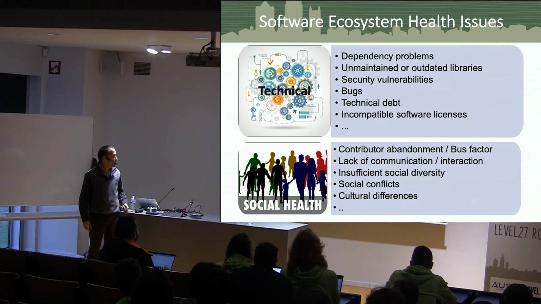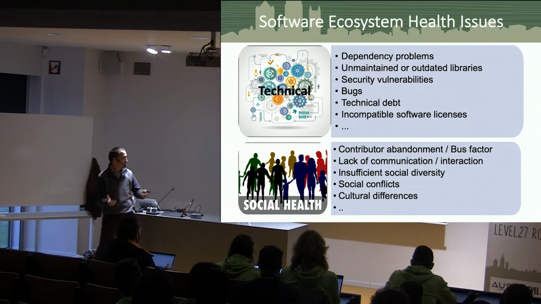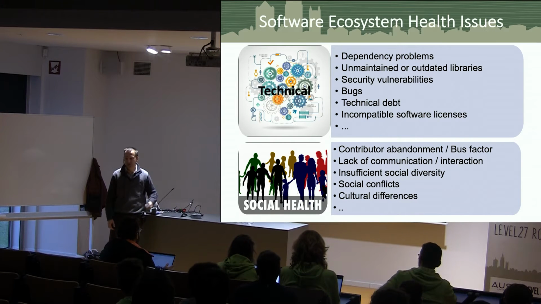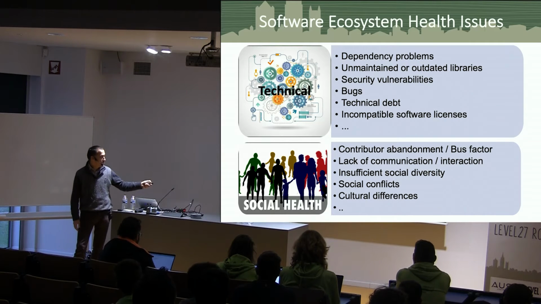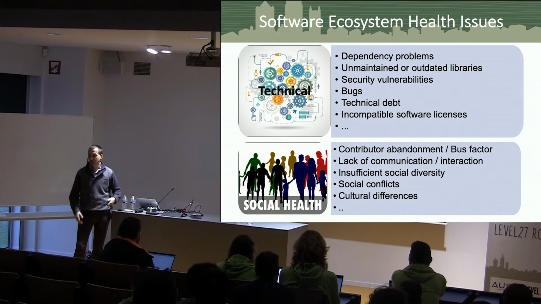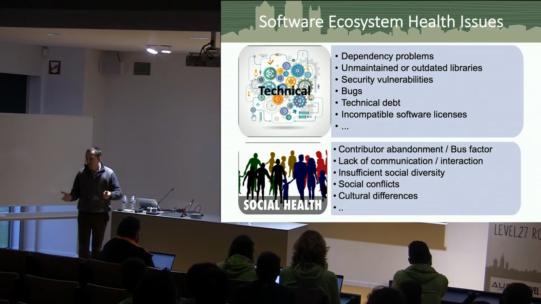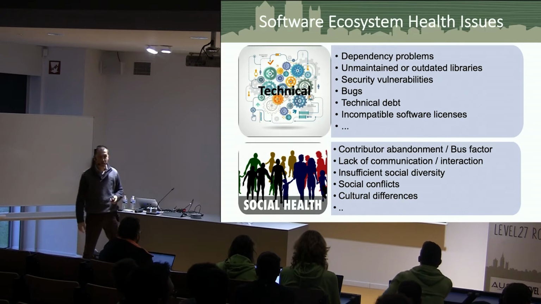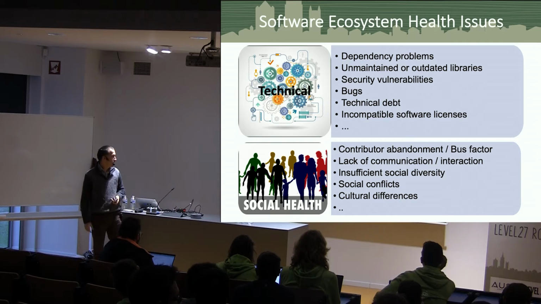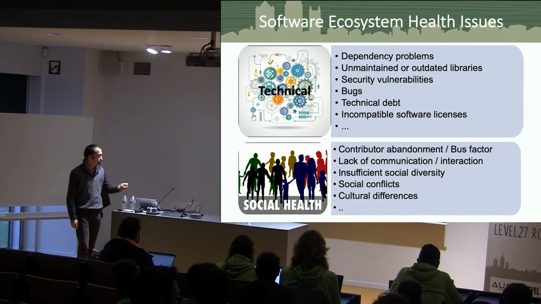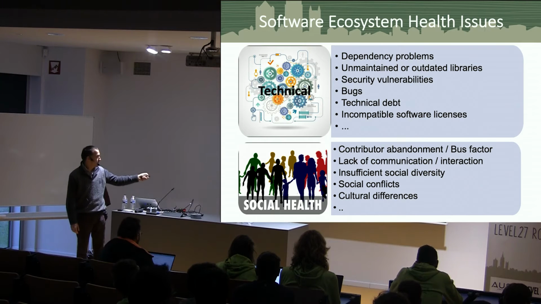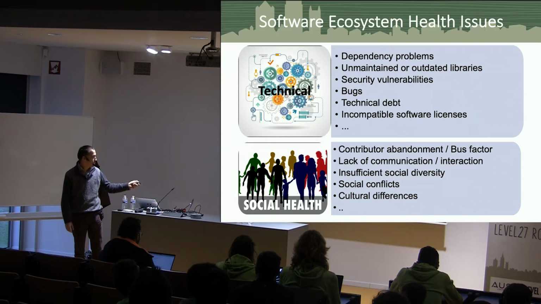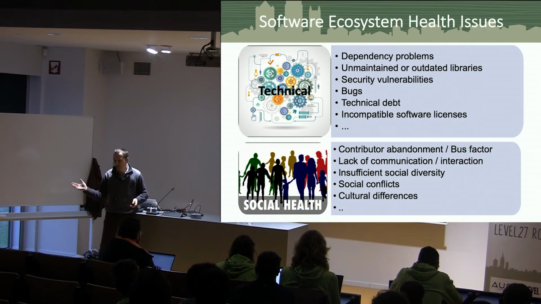Other problems have to do with how different teams within your organization are communicating or interacting. There might be bad communication practices. There might be not sufficient social diversity or not sufficient cultural diversity, or simply cultural differences, which might lead to misunderstandings or social conflicts. So that's lots of examples about social health. So in our research, we are focusing on both of these factors. Today, I will be mostly talking about the technical health factors, but we also have some results on social health. But that will be another presentation.